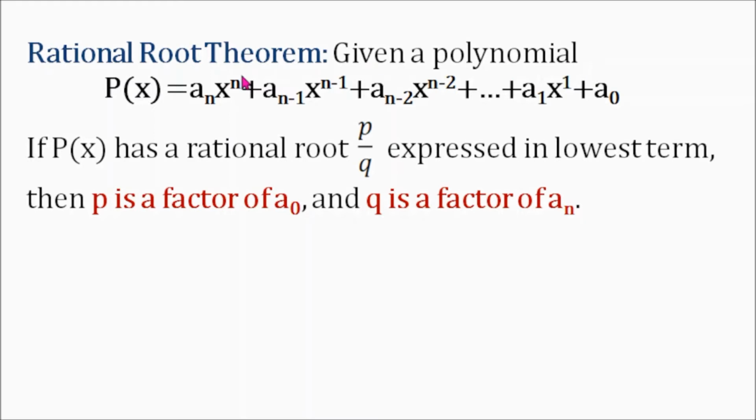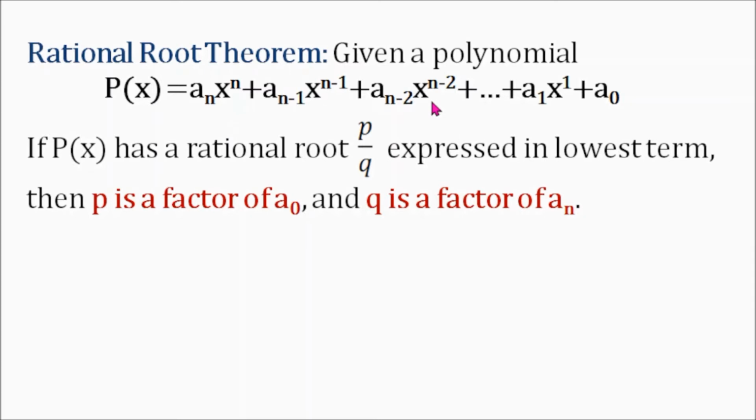Given a polynomial p of x equals a sub n times x to the power of n plus a sub n minus 1 times x to the power of n minus 1 and so on and so forth plus a sub 0. If p of x has a rational root p over q expressed in lowest term, then p is a factor of a sub 0 and q is a factor of a sub n.